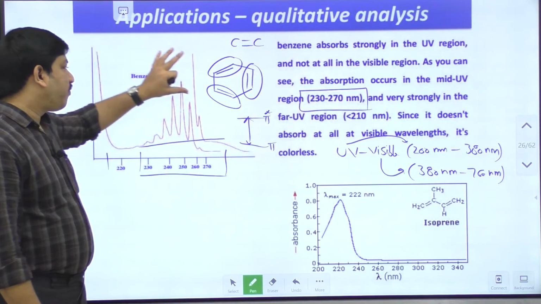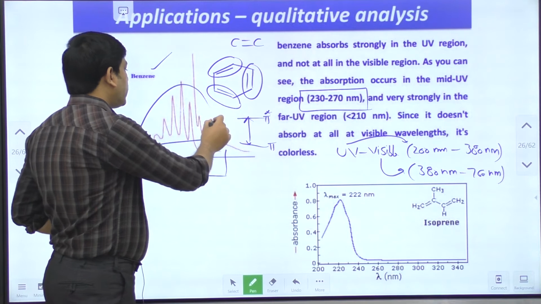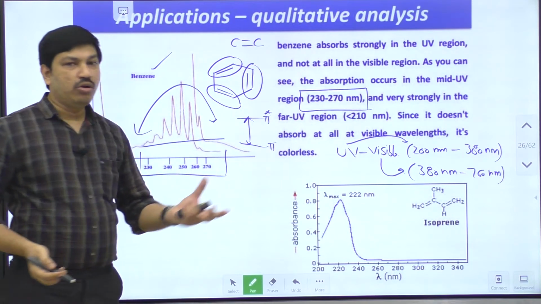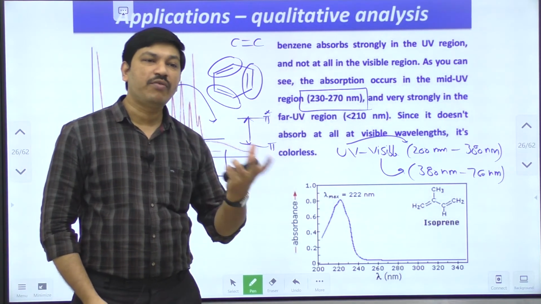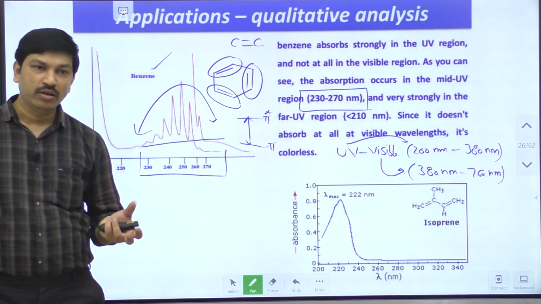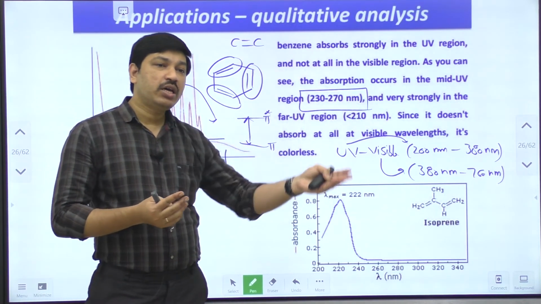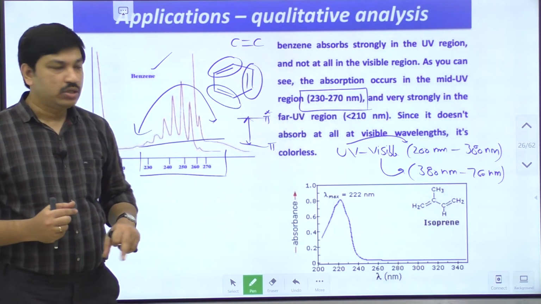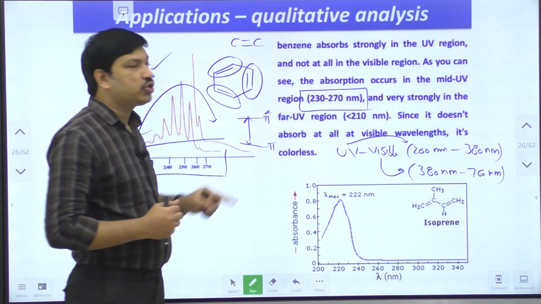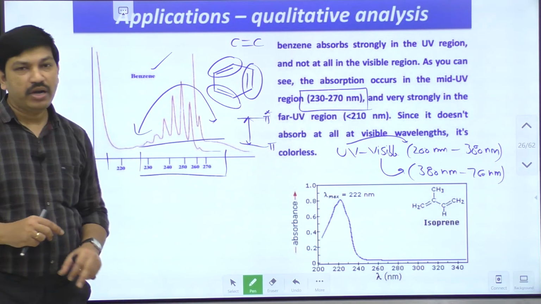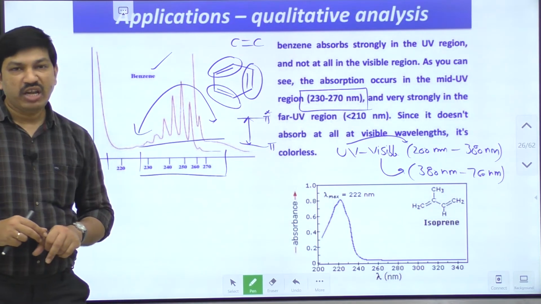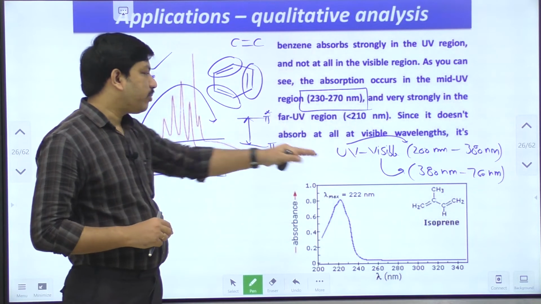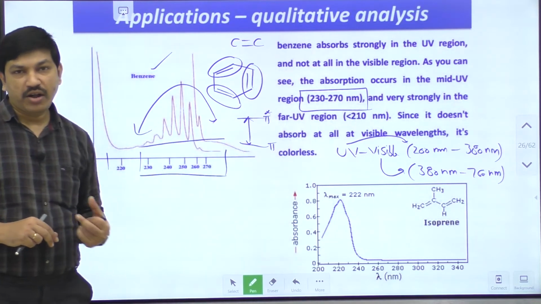So from this pattern we can easily understand that a given molecule has an aromatic system, a phenyl ring, a benzene ring. Like that we are able to analyze what type of compound we have. So the benzene ring always shows this kind of multiplet absorption peak in the absorption spectrum, mainly because of the absorption in the ultraviolet region.